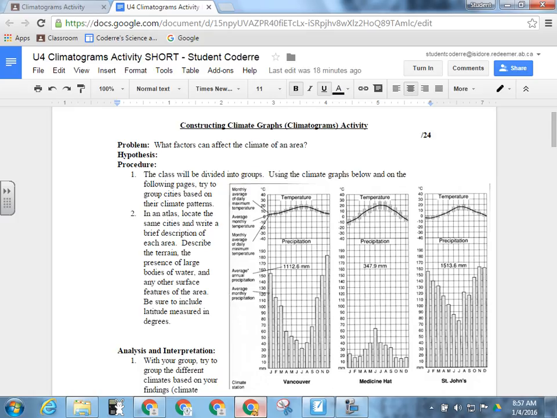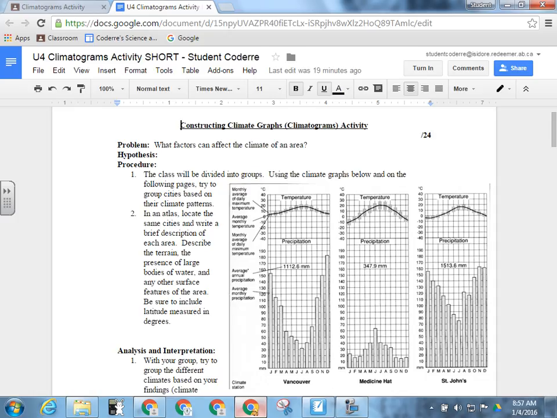Then what we want to do is use Google Earth, which will be fine because you've got the Chromebooks, and look at where they are. Things you'll want to have in there will be things like latitude, altitude, and whether they're close to bodies of water. Basically the factors that affect climate. Those are the things we want to look up using the Chromebooks, for those groups.